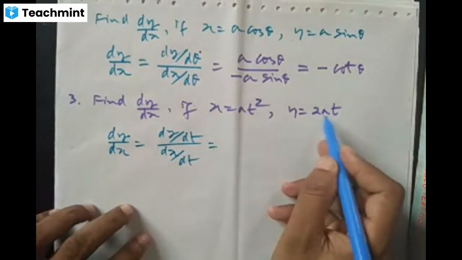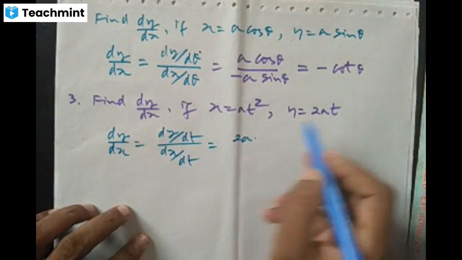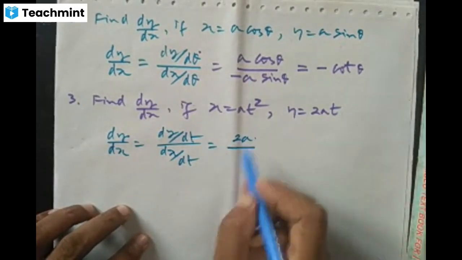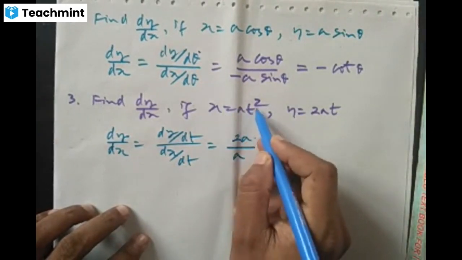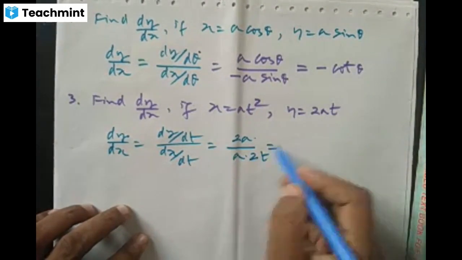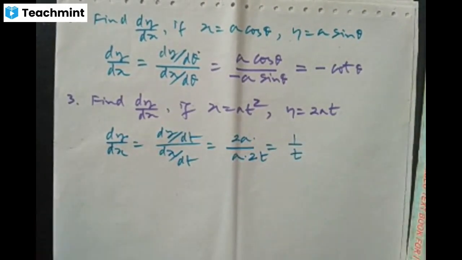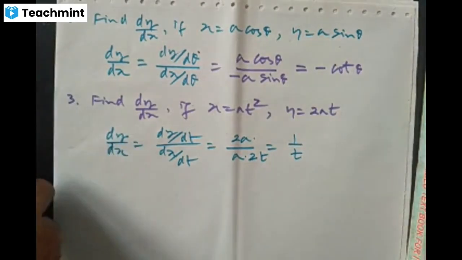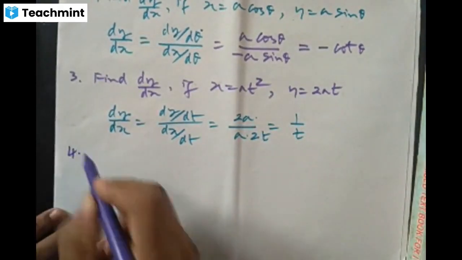What is dy by dt? 2a into derivative of t is 1, divided by dx by dt, a into derivative of t square is 2t, right? So you can cancel 2a and 2a, finally we get 1 by t as dy by dx, right? Next, we shall move on to problem number 4.